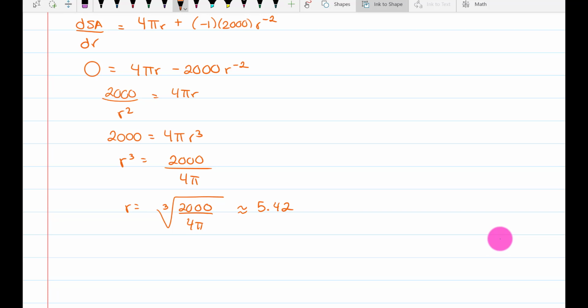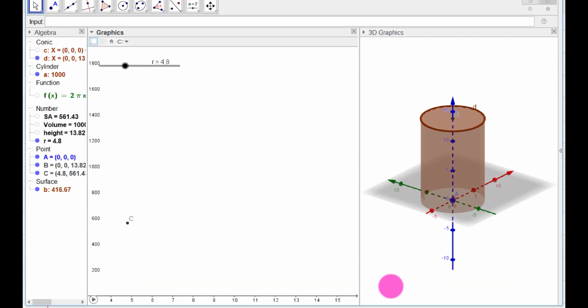That means when the cylinder has a radius of 5.42 centimeters, we are going to have a minimum surface area. Let me visually explain what I mean by this. Here's a cylinder, and here's the radius that I can adjust right here. So I'm going to change the radius, and you're going to see this thing change. Remember, the volume stays the same at 1 liter. So if the volume stays the same, that means the dimensions have to change for it to look different.